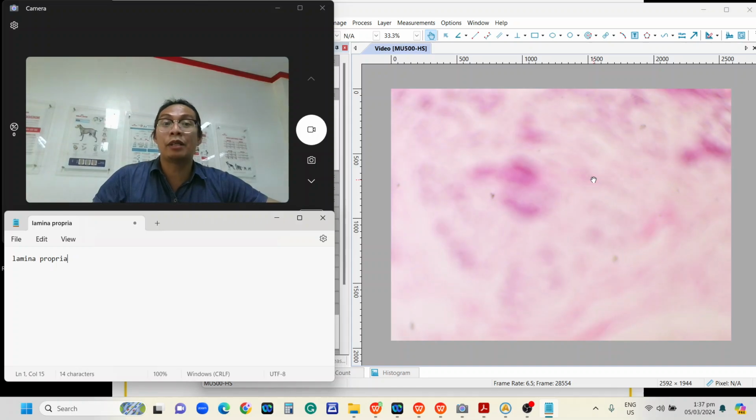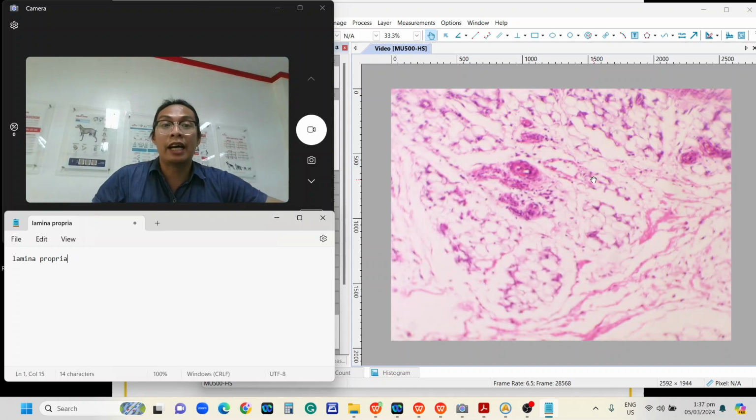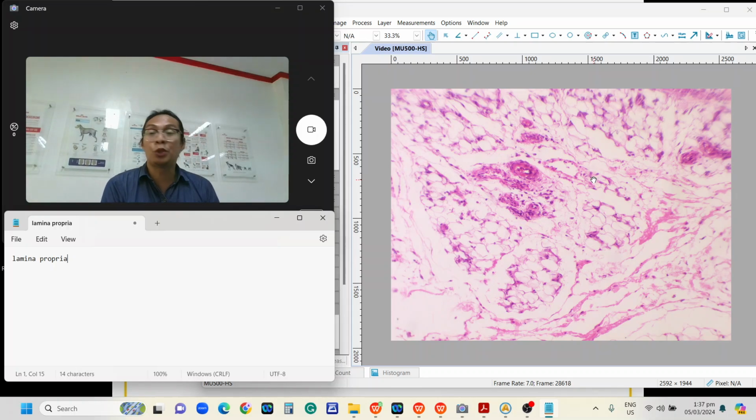There are two types of adipose tissue. White adipose tissue, which is common. Yan yung ating nakikita. That is a white adipose tissue, and brown adipose tissue. Yung brown adipose tissue, wala tayong sections nun. Usually, that is seen in hibernating animals. Okay, so these are the connective tissues.